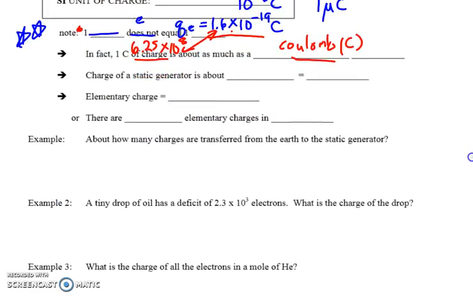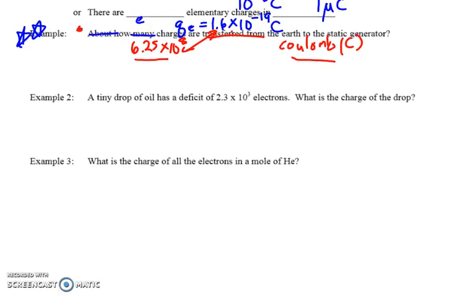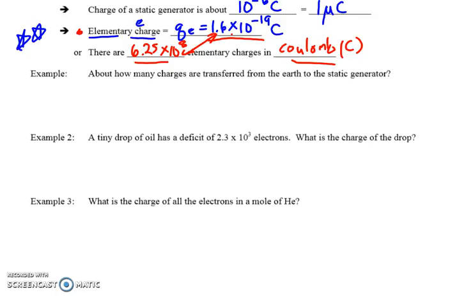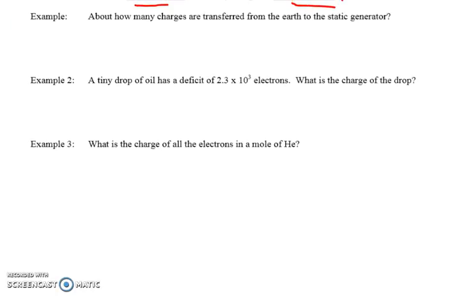So let's do a practical problem. A question we asked about how many charges. Elementary charges, electrons, are transferred from the Earth to a static generator. So what do we know about the amount of charge? We said above that the amount of charge, Q, that is transferred is about 1 times 10 to the negative 6 coulombs. So what I'm asking is, how many electrons does that correspond to?